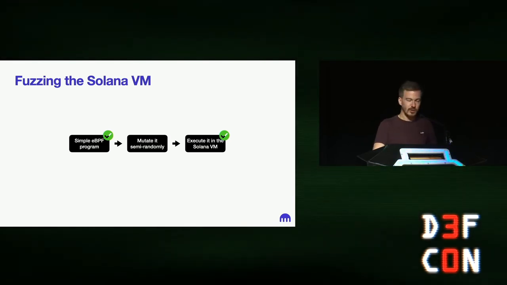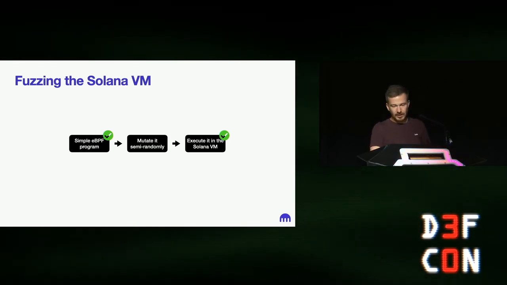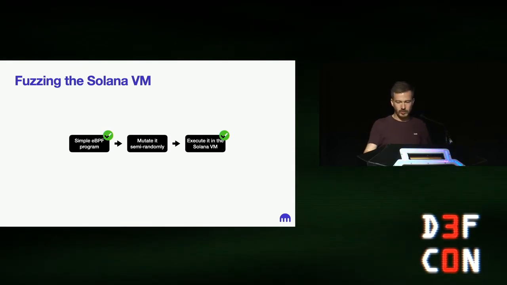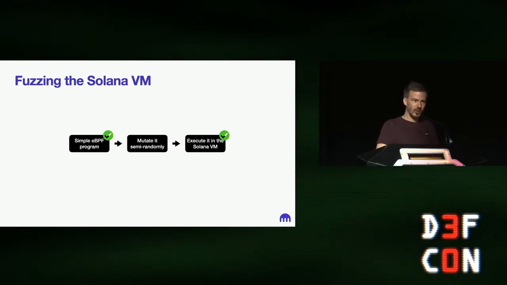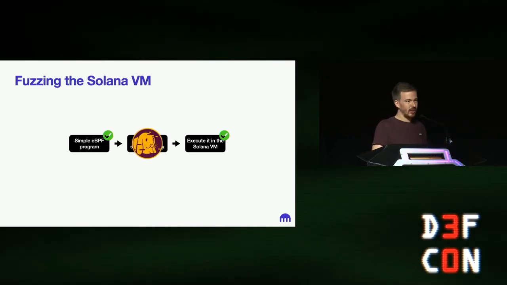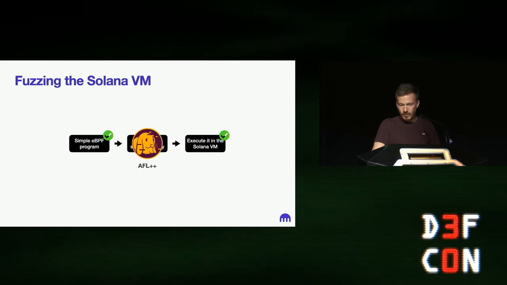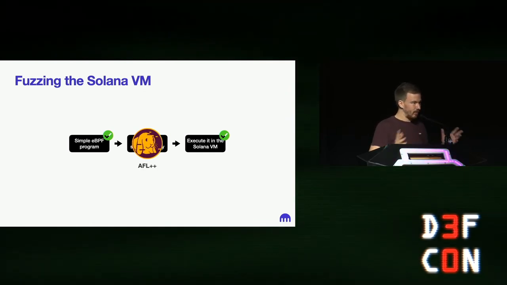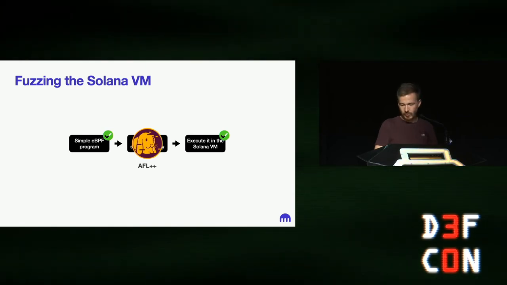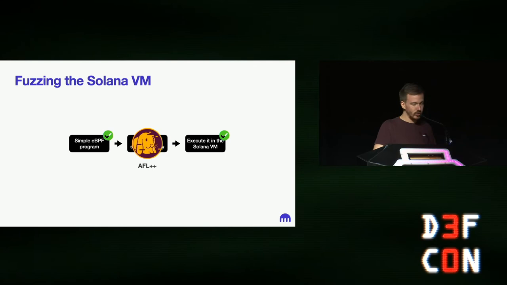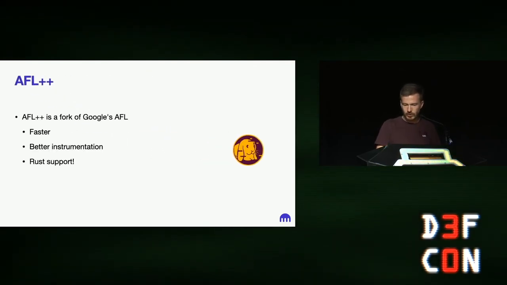Next, we need to start mutating randomly. Now, you could write your own fuzzer that's maybe even instruction set aware and so on and so forth. But there are people who are much better at writing fuzzers, especially the people at AFL++. AFL++ is really nice because it has Rust support. We don't have to write our own fuzzing infrastructure. It comes with native dual core and multi-core support and so on.